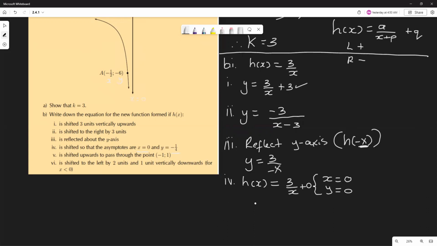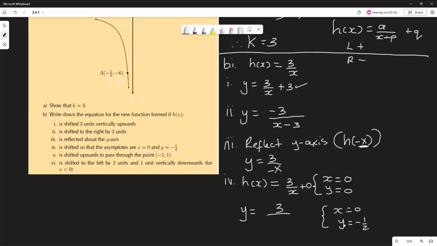Now let's do the new graph. In the new graph, we have y equals 3 over something, I don't know what should be here yet. But the condition is this: the x asymptote should still be 0, and the y asymptote should be y equals negative 1 over 4, right?